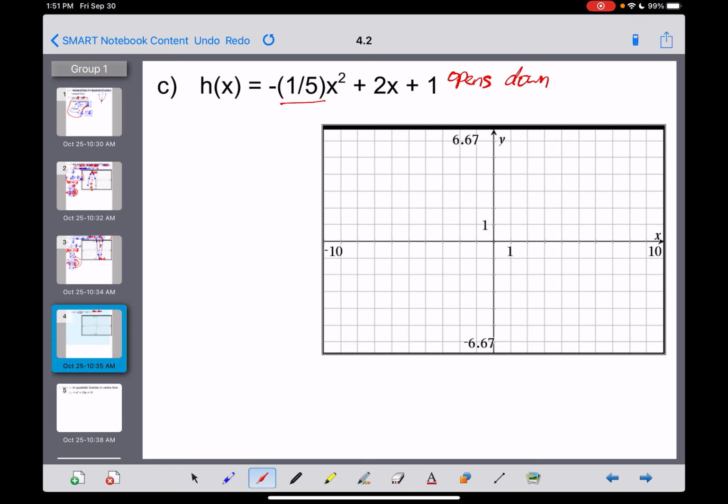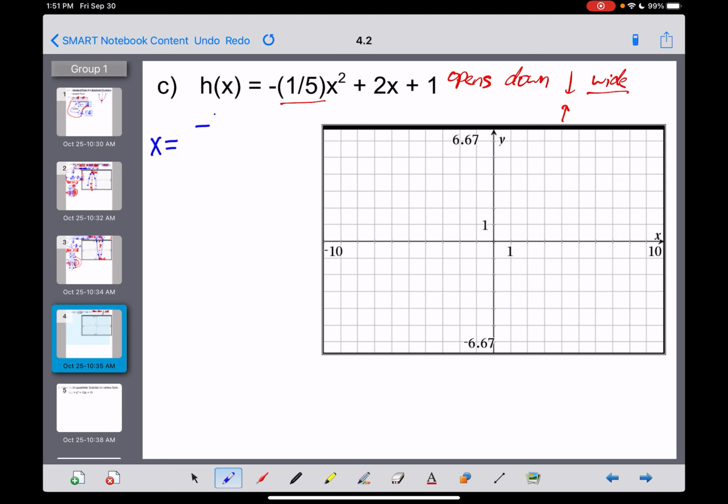Our a value here is negative 1/5. The absolute value of that is positive 1/5. That's less than 1, so that makes our parabola shorter. It gets compressed vertically towards the middle, which gives it the appearance of being wider than normal. Okay, so let's get to it then. Location of our axis of symmetry.